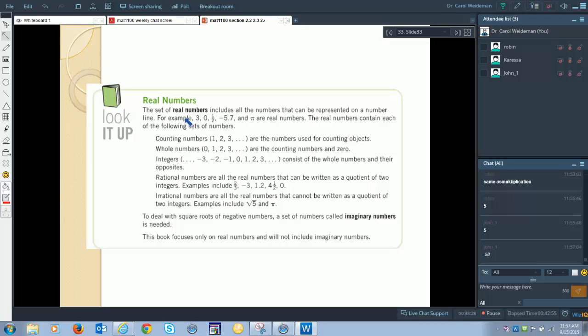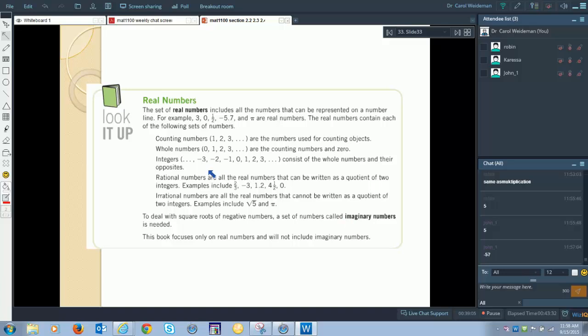Here's a little summary of the real numbers. Real numbers include all numbers that can be represented on a number line. 0, 3, pi, all these kinds of numbers. We have counting numbers. We have whole numbers. We have integers. We have rational numbers that can be written as the quotient of two integers. We have irrational numbers that cannot be written as the quotient of two integers, things like square root of 5 and pi. And then the square roots of negative numbers are a set of numbers called imaginary numbers, which again, we won't cover in this class, but there is a set of numbers to deal with.